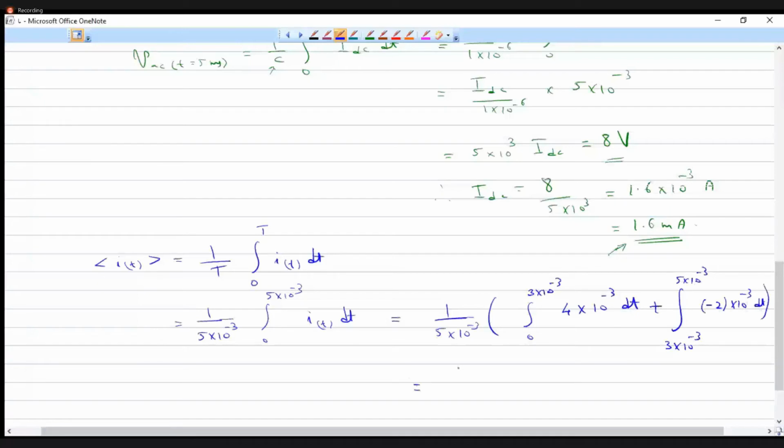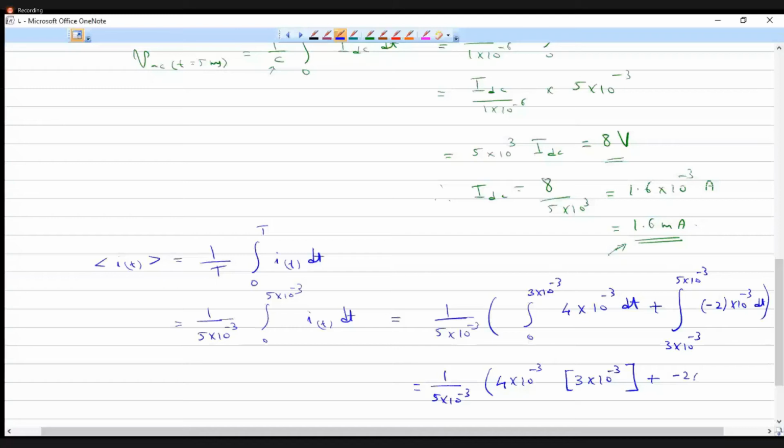Now we can do the integration. So we can take this 4 into 10 power minus 3 outside and minus 2 into 10 power minus 3 outside. So what will remain is the integral of dt within the limits. So this will be 4 into 10 power minus 3, and here I have to integrate dt within the limits. What it will yield is 3 into 10 power minus 3, because integral dt is t itself, and I'm substituting the upper limit, and the lower limit is 0. So there will be only 3 into 10 power minus 3.